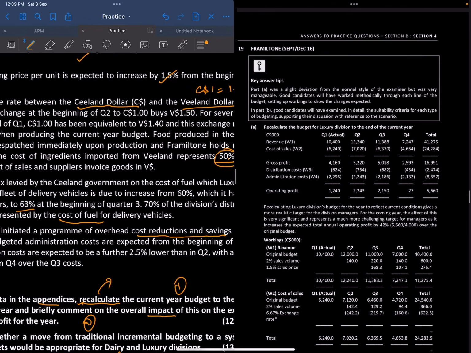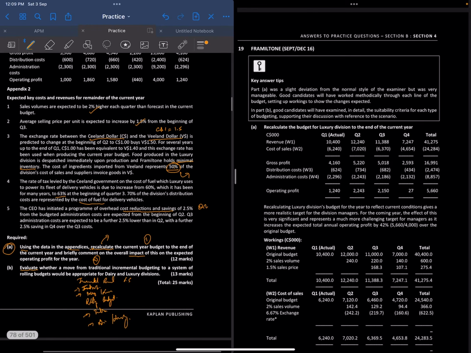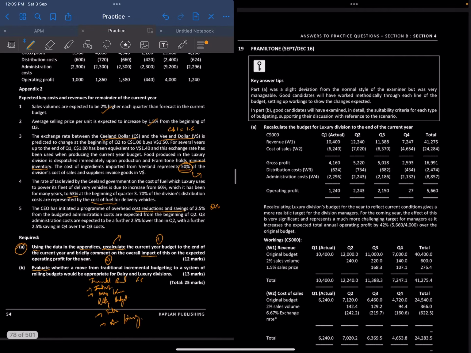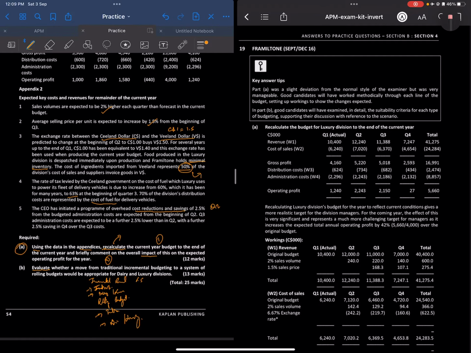Alright, so for part A, what does it say? There is a slight deviation from the normal style of examiner, but it was very manageable. Good candidates who have worked methodically through each line of the budget, setting up workings to show the changes expected, right? So good candidates will have examined in detail the suitability criteria for each type of budgeting, supporting their discussion with reference to the scenario.